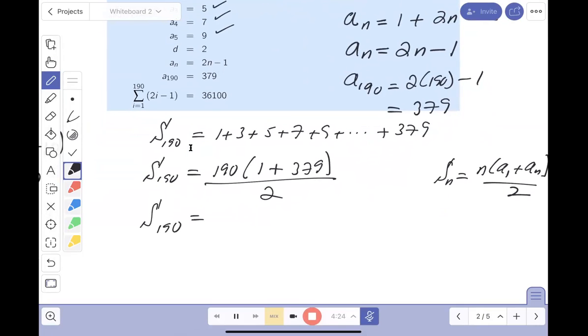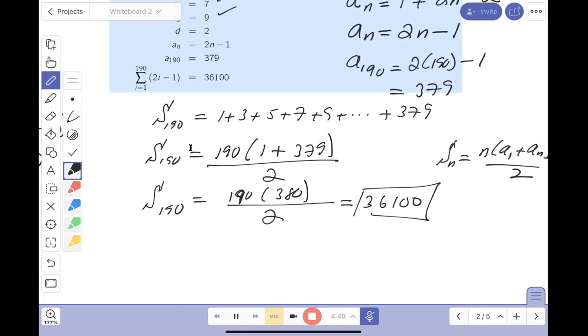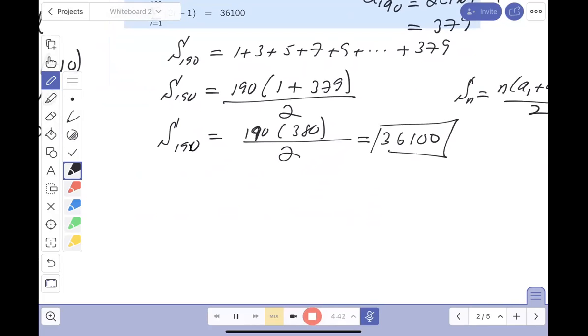Not much arithmetic, by the way. 2 times 190 would be 380, right? That's a 9. If you do the arithmetic, though, it's really not bad. It's 36,100. You know what? I'll go through it with you. 2 into 190 is 95 times 380. Let me do the longhand arithmetic for you.